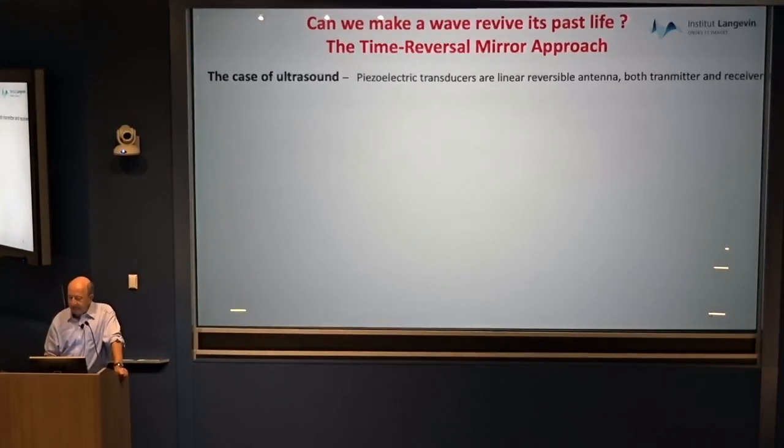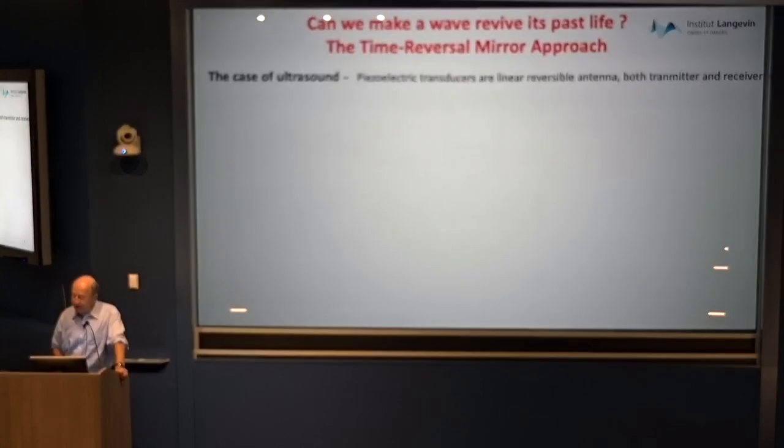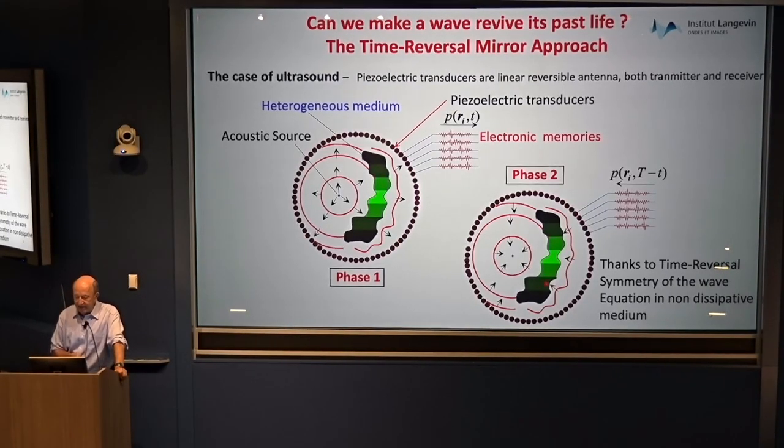Why ultrasound? Because we are lucky, thanks to Pierre Curie, that we have piezoelectricity, which is well known at École Physique Chimie, and piezoelectric transducers are small antennas that are linear and reversible. That is to say, each piezoelectric transducer can be a receiver or a transmitter, and they can record in receive mode exactly all the oscillations of a wave field. It is not like in optics, where with a CCD camera you record only the average intensity, but you cannot easily record all the oscillations of the optical wave field. Because of this, we can develop this concept that we call the time reversal mirror.